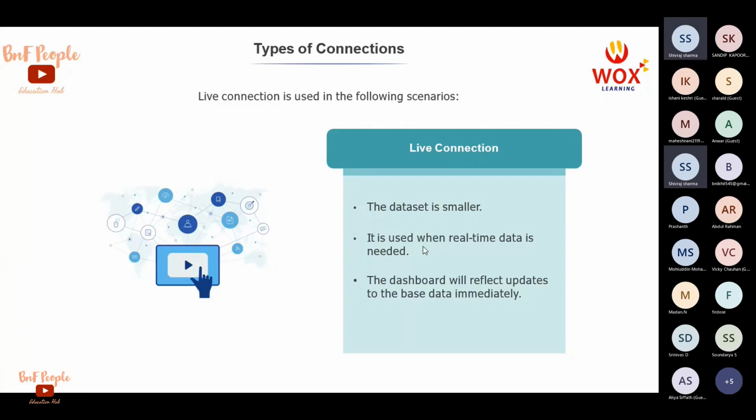If the data is updating in real time, then the live connection is set up, and it is reflected in your dashboards or the visualizations that you created, live in real time. So when the data is coming in on a regular basis, and you need those updates on your visualization also, then you will select your live connection.